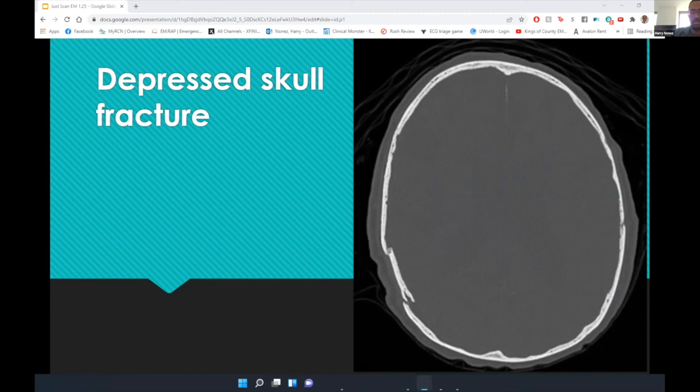Criteria for surgical repair of a depressed skull fracture include a depression greater than 8 to 10 millimeters, brain function difficulties related to pressure or injury of the brain, CSF leakage, or open depressed skull fracture.